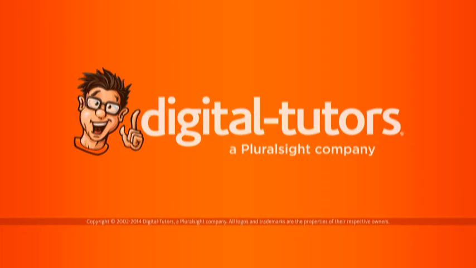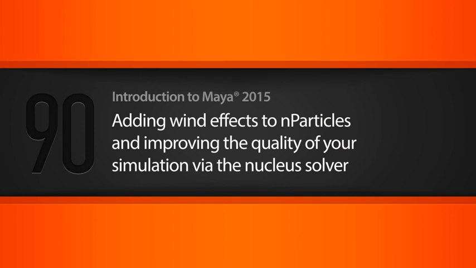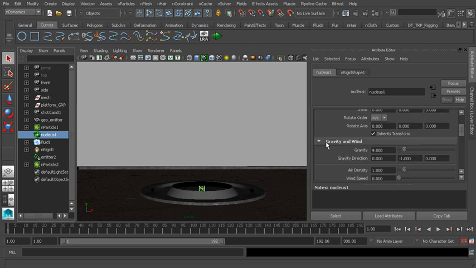In this lesson, we will learn how to add wind effects to our nParticles, and we'll also learn how to improve the quality of our simulations, all with the help of the Nucleus Solver. So remember, the Nucleus Solver is the engine that drives the nDynamic system, and we can do so many cool things with it. Let's go ahead and scroll down until we find our gravity and wind properties.